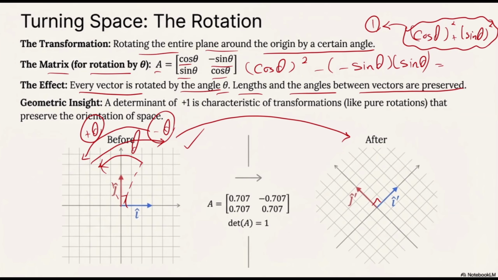So, geometric insight: a determinant of 1, as I was just talking about, is a characteristic of a transformation like pure rotation. Again, no scaling, no stretching, nothing. That preserves the orientation of the space. Whatever you had is going to stay the same.